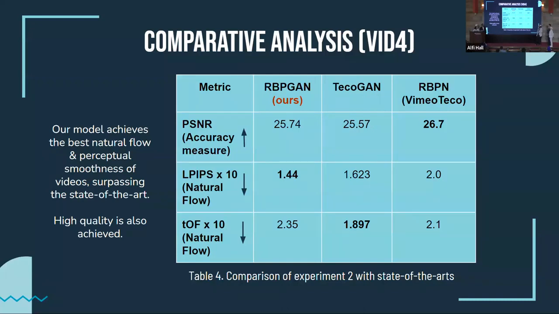So here, all the comparisons are made on the VIT4 dataset. And you can see here that our model actually achieves the highest accuracy in terms of LPIPS, which corresponds to the natural and smoothness of the video. So it surpassed the state-of-the-art models in this metric, and we are very proud of that. And regarding the PSNR, it also achieves good quality, comparing it to both models.